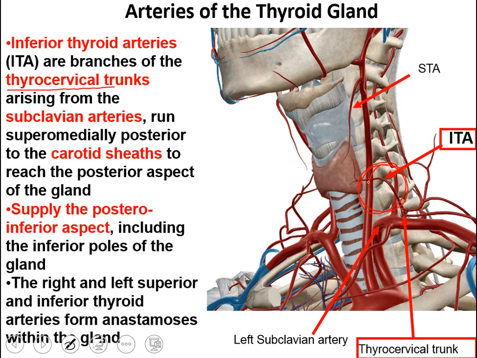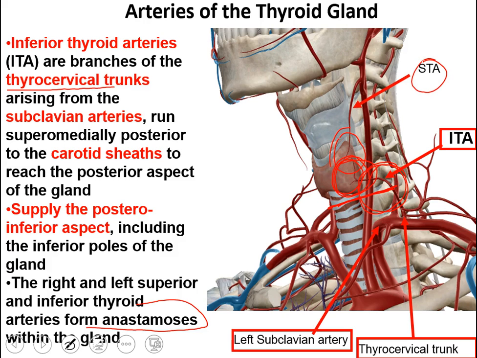The inferior thyroid artery bends above the lower pole of the thyroid lobe and divides before entering the gland into multiple branches. The right and left superior and inferior thyroid arteries form anastomotic connections within the gland, providing collateral circulation between the subclavian and external carotid arteries.